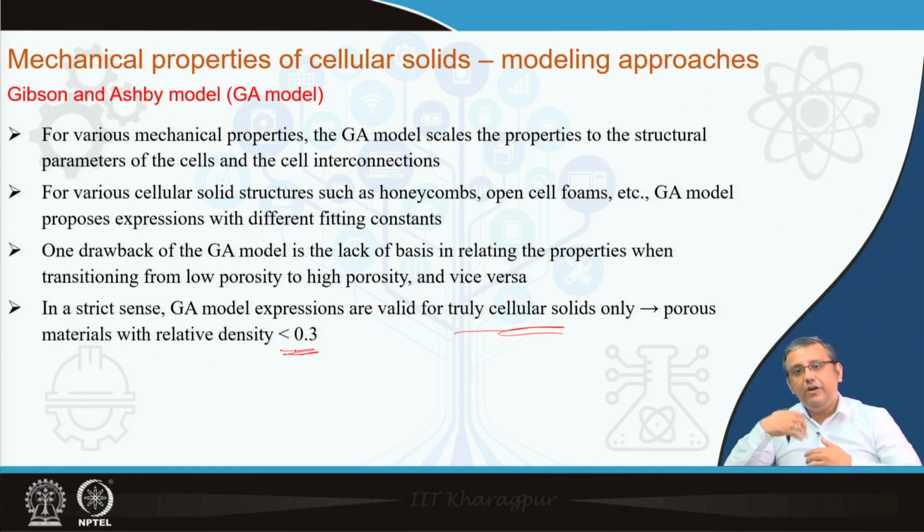That means only for those materials having more than 70% porosity, these Gibson Ashby models are truly valid. These models provide different expressions, and again they have different constants in those expressions, typically written as C, and these constants differentiate between honeycombs, open cell foams and closed cell foams.